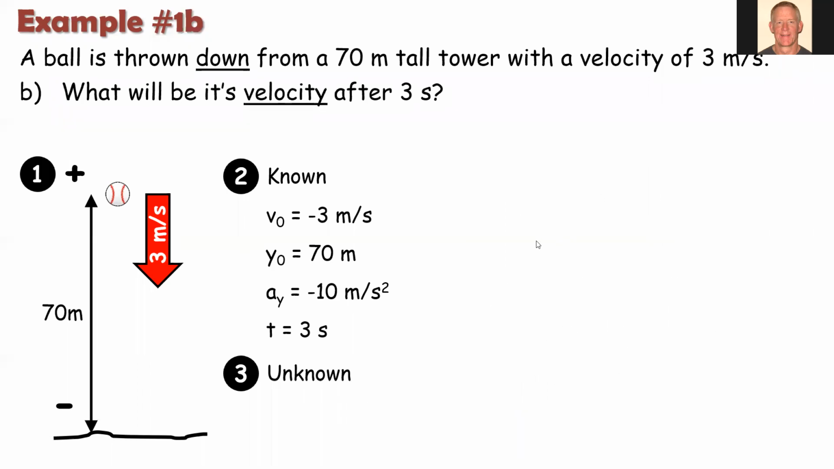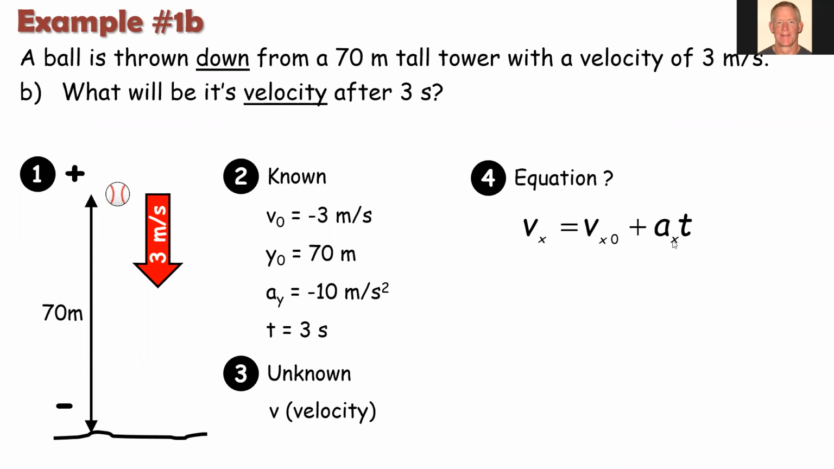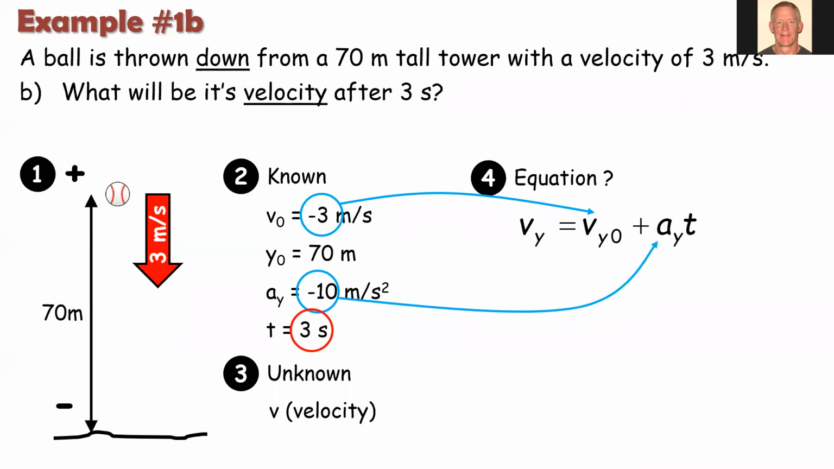All right, let's try one more problem here. What will its velocity be after 3 seconds? Okay, so we still have all the same knowns here, but the unknown has changed. We're now solving for velocity. So again, what equation would we use? Well, we'll use the equation for velocity. And in this case, we know that we have an initial velocity of -3 from the original problem. Our acceleration is still -10, and our time is still 3 seconds.